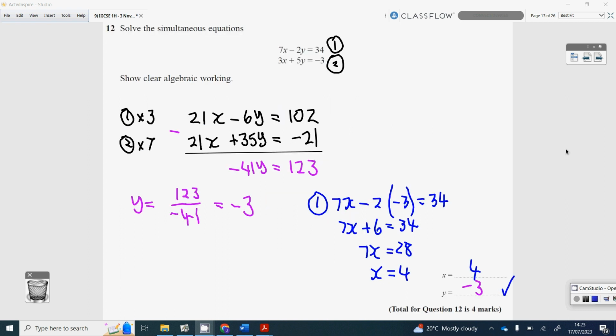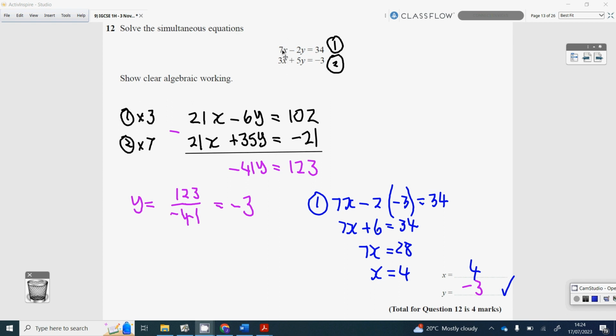Question 12. Now to solve these, I'm going to have to do what's called lining up. I'm going to have to line up either my x's or my y's. I need the same number of either x's or y's. Now I could have done it with my y's, but I'm going to choose to line up the x's. So 7x and 3x. I want to get both of them to being 21x.